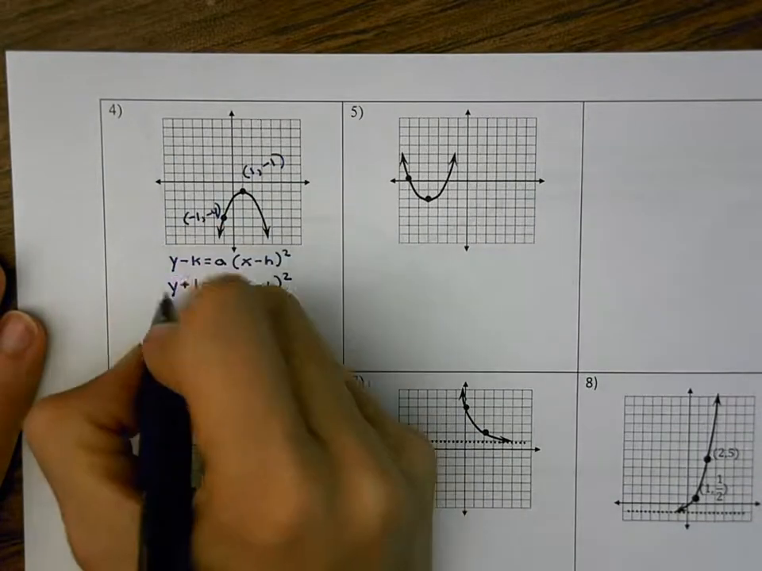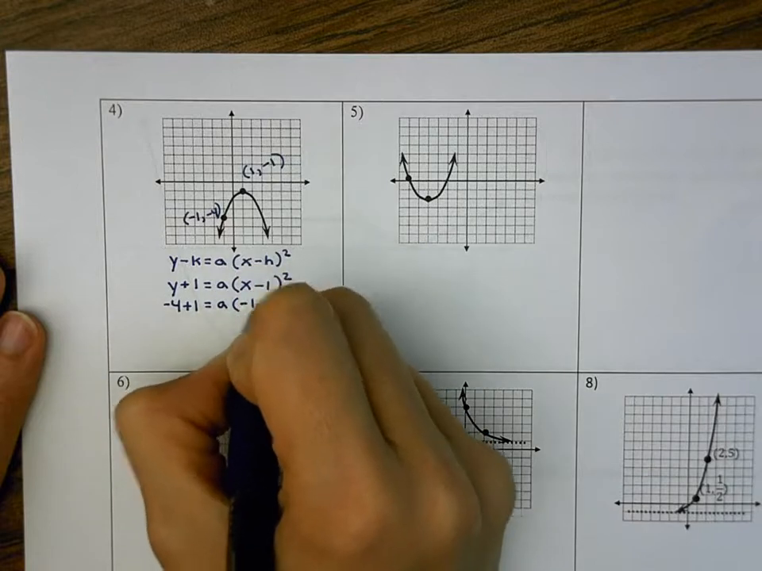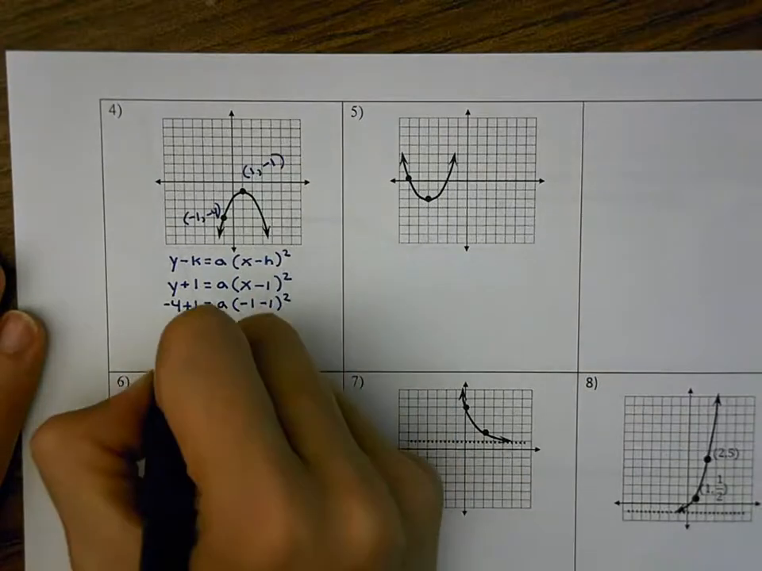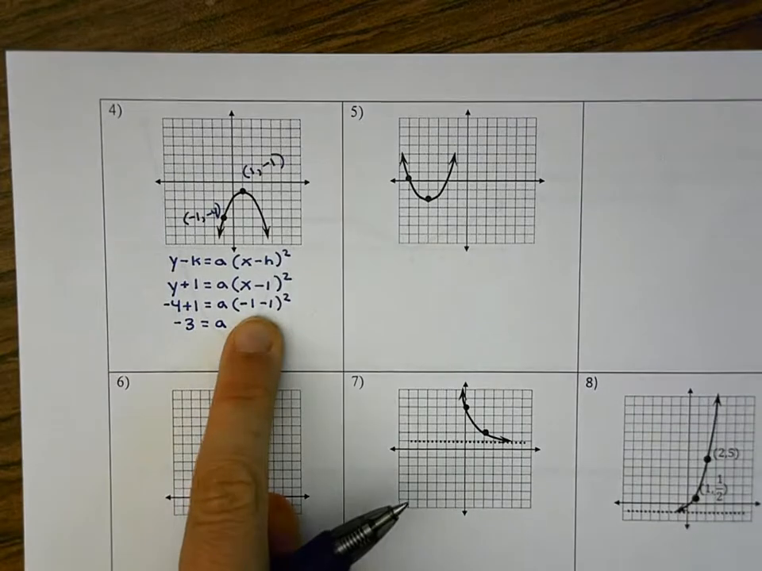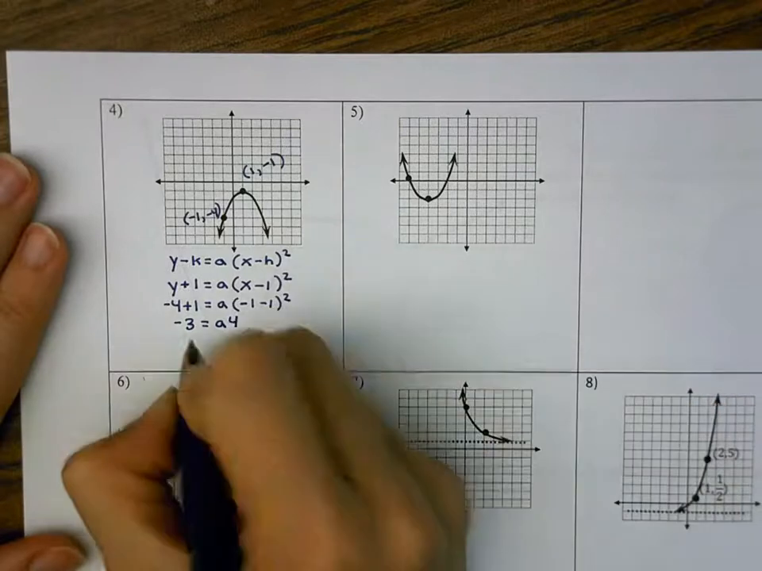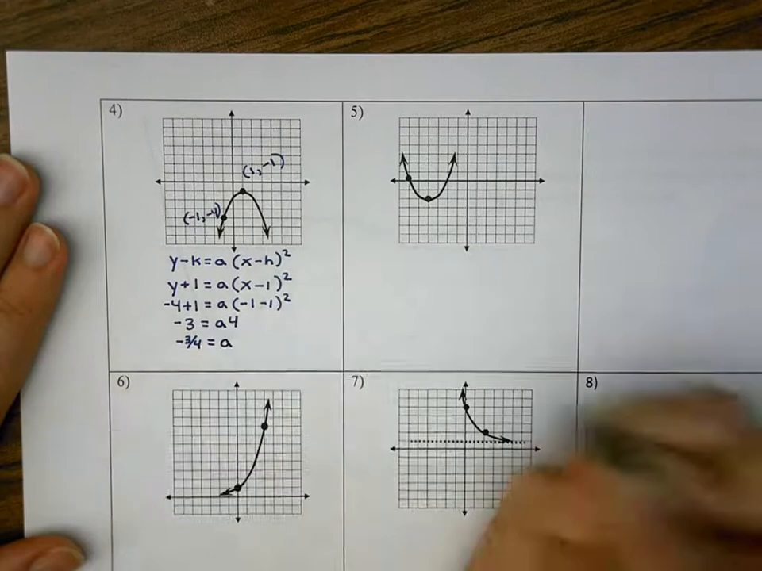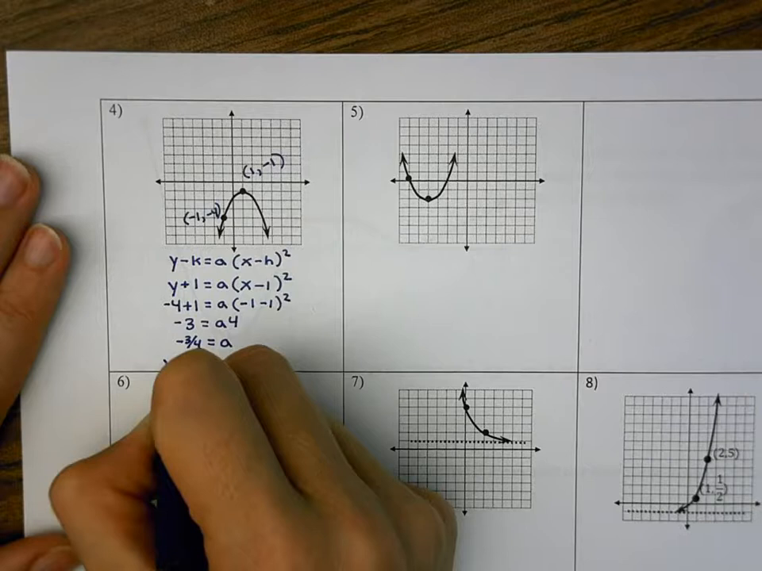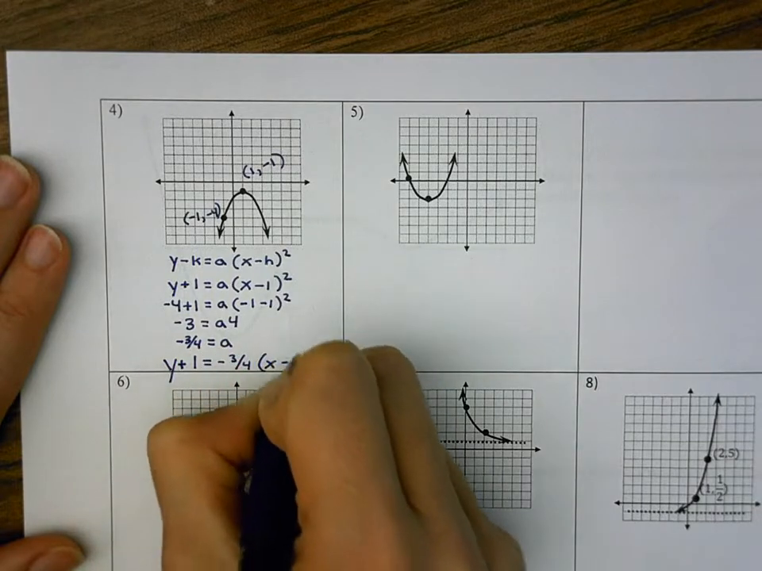Okay, so my y is negative 4. My x is negative 1. Negative 4 plus 1 is negative 3. Negative 1 minus 1 is negative 2. Squared is 4. And so my A is, dividing that 4 over, negative 3/4. And I've got my equation. Y plus 1 equals my A of negative 3/4, x minus 1 quantity squared.